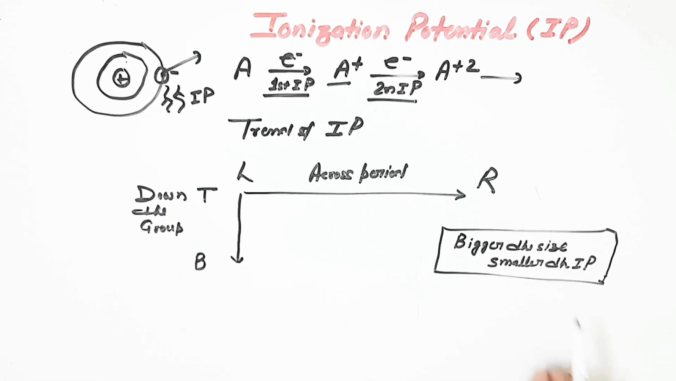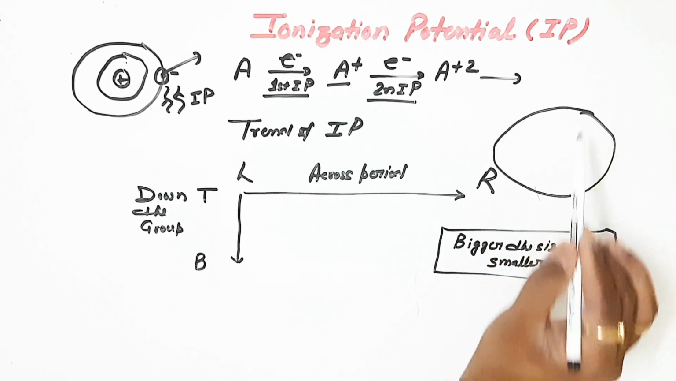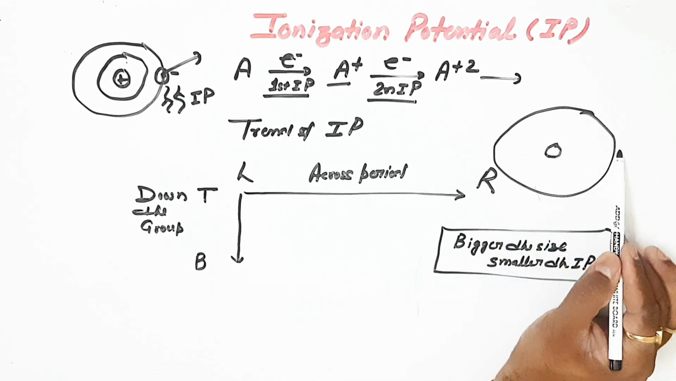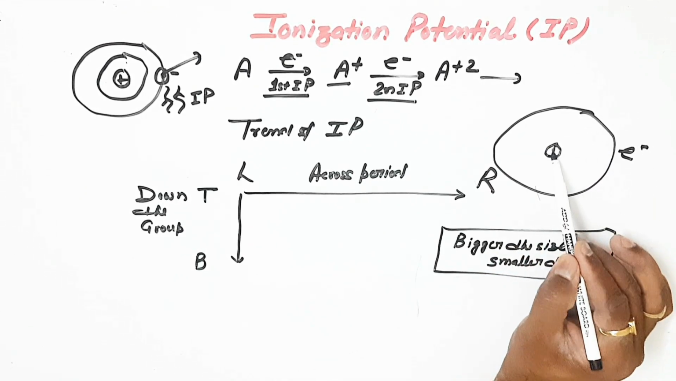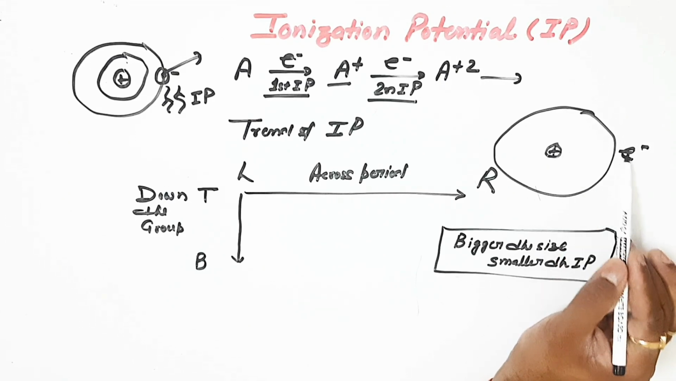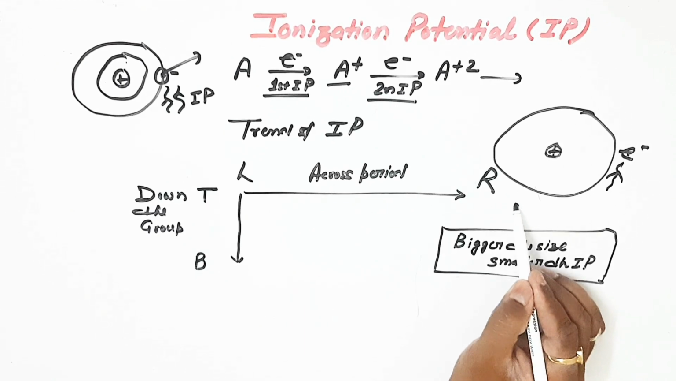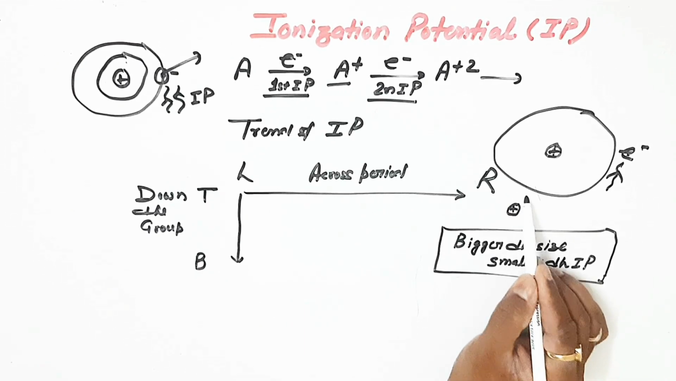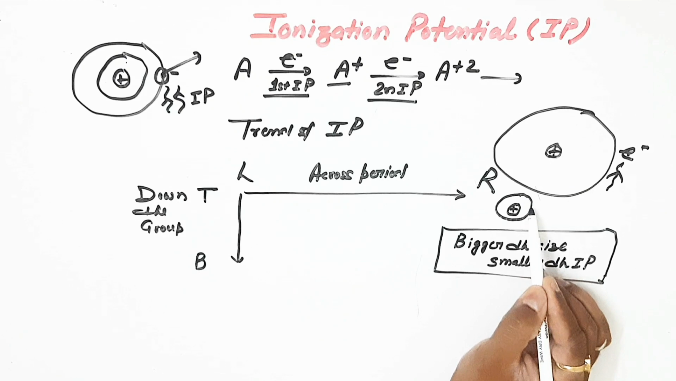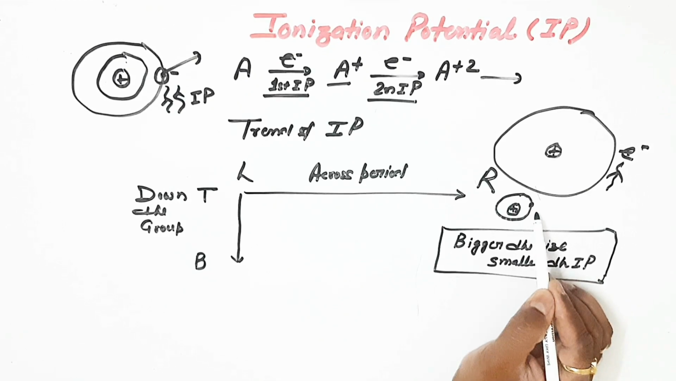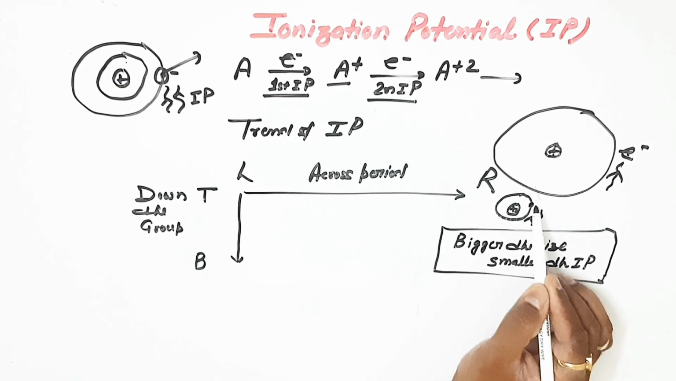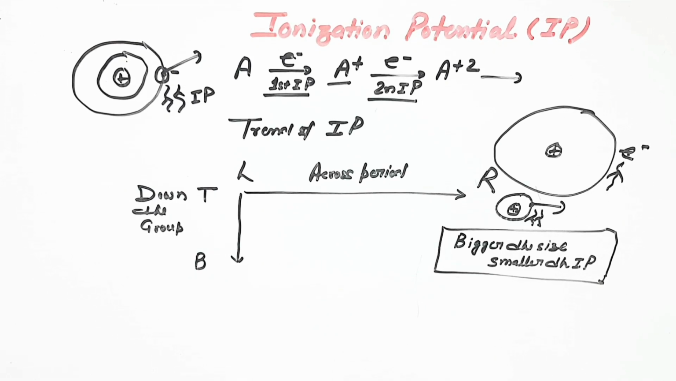If size is bigger, the IP is smaller. Why? If the size is bigger, the outer electron will be far away from the nucleus, so its hold on the electron will be less, and you can easily eject the electron. But if the atom is small, the outer electron will be near the nucleus, so you need more energy to eject the electron out of the atom. So this is why a bigger atom has a smaller IP.